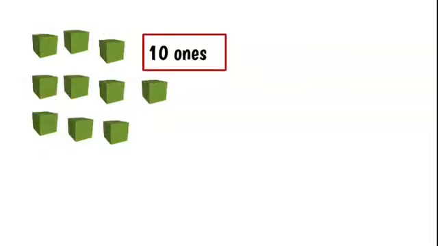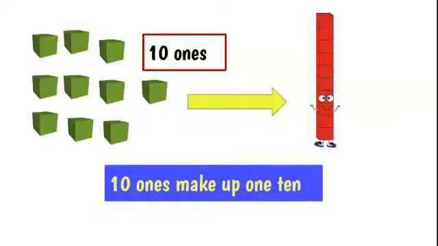Here we have 10 ones. 10 ones make up 1 ten. So 10 ones, or 10 units, would give us 1 rod.